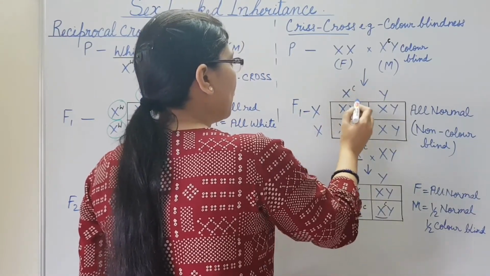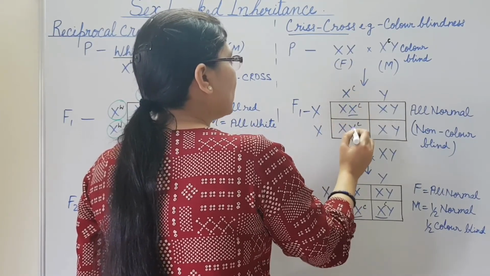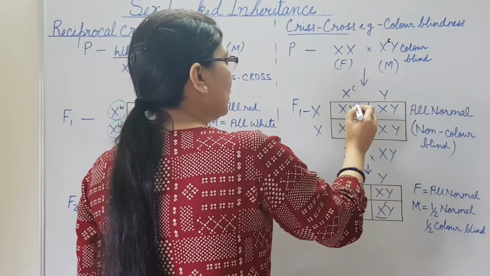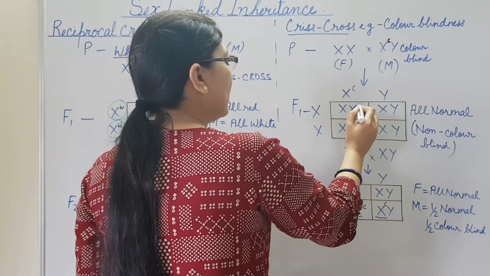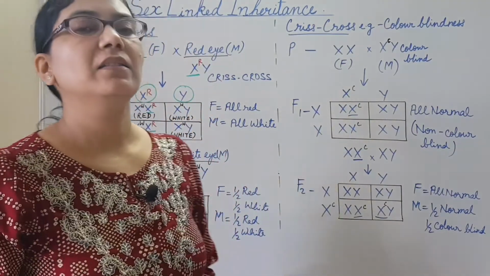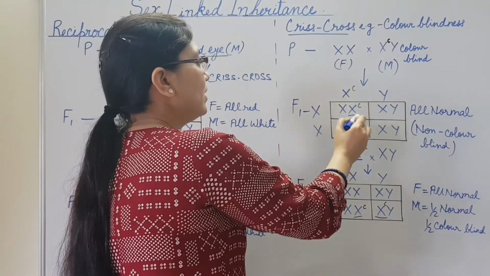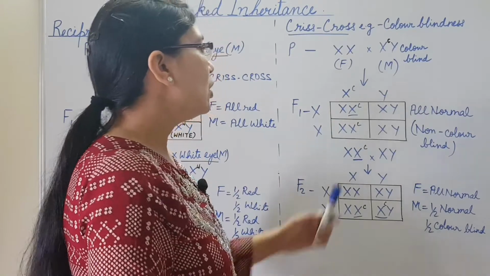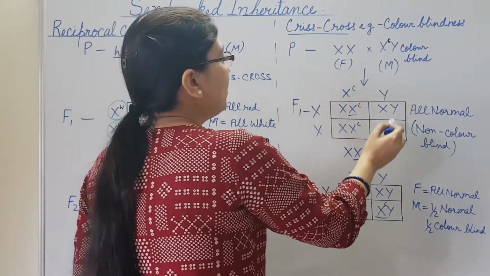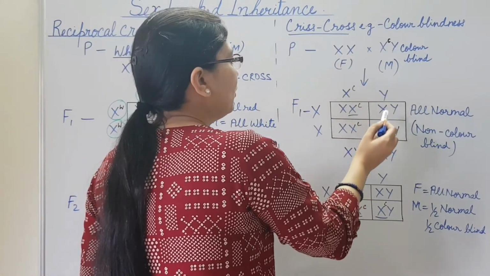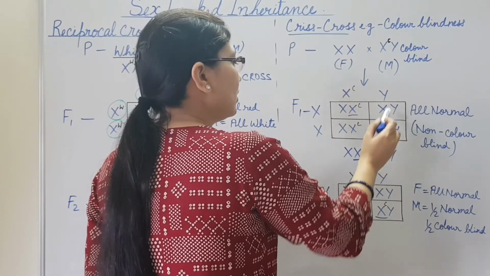In the F1 generation, all the females receive one X chromosome from this male. So, among the two X chromosomes, one of the X chromosomes has the allele for color blindness. But none of the females are colorblind. From this, we can conclude that this allele C for color blindness is a recessive allele. So, it is not expressed in the heterozygous state. Here, all the males receive the X chromosome from the female of the parental generation. So, all are normal because this X chromosome has the normal allele.